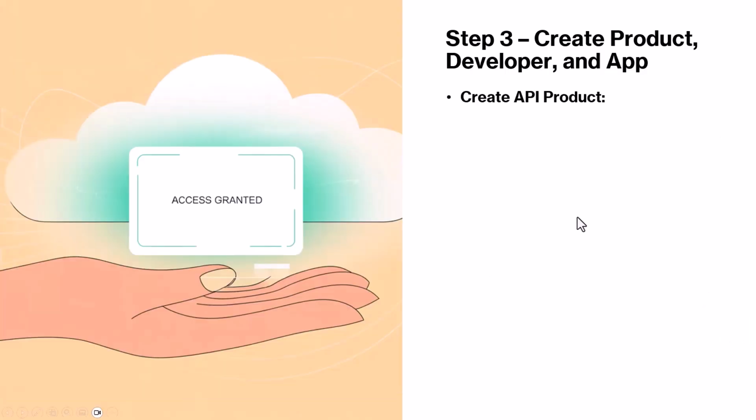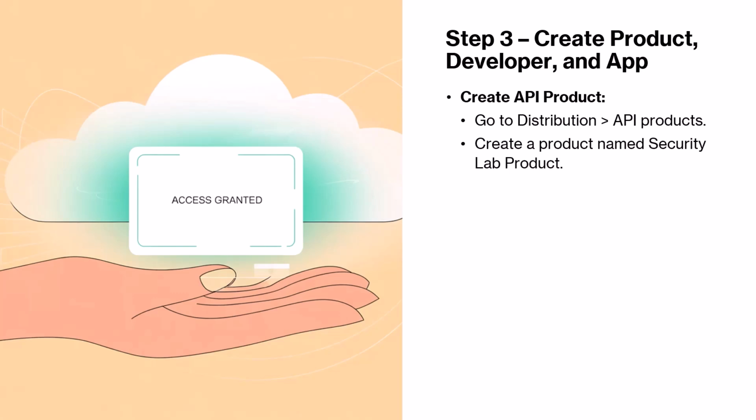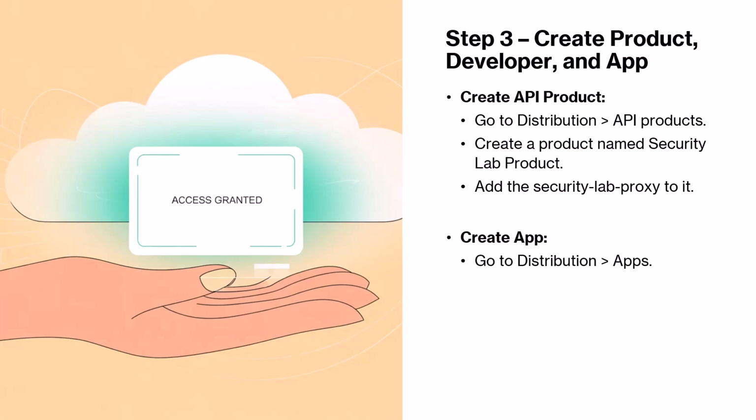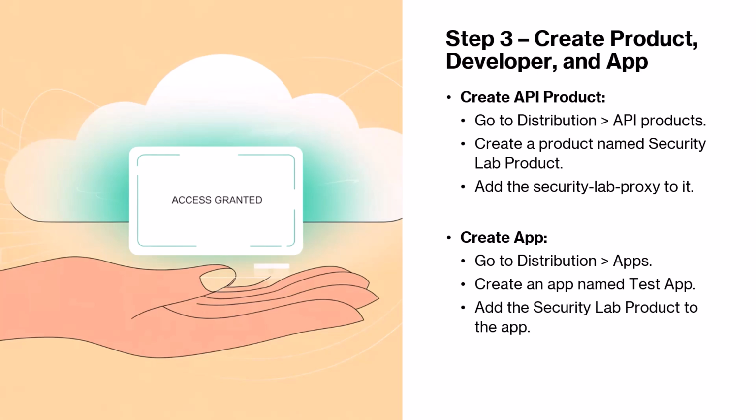All right, so part 3 is to create product, developer and app. So we'll have to create an API product and then go to distribution API products, create a product named security lab product and add the security lab proxy to the product, and then create app. Then again go to distribution apps, create an app named test app, add the security lab product to the app.